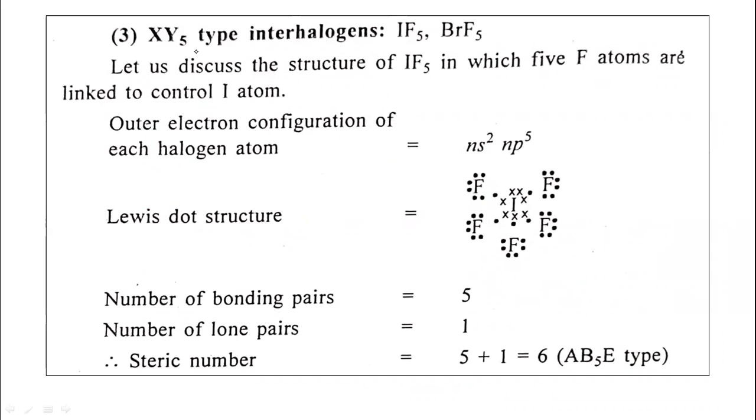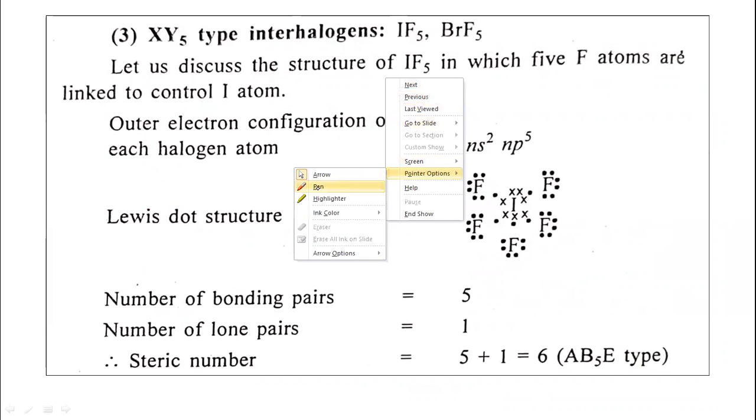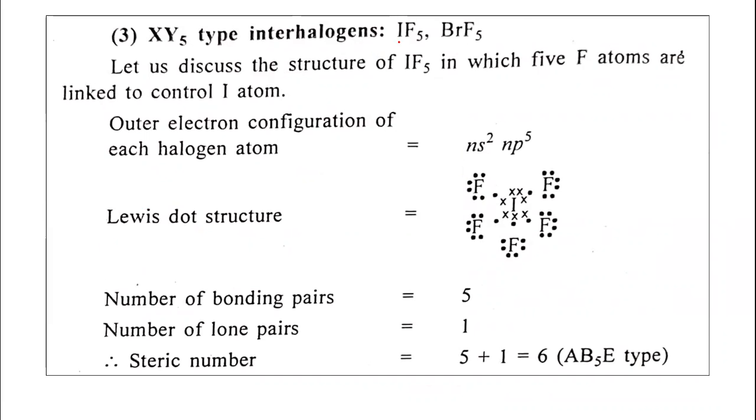Now the XY5 type interhalogen compounds. Examples are IF5 and BrF5. So let us consider the example of IF5. Iodine is the central atom and fluorine atoms are surrounded to it. We know the number of valence electrons for both. So let us draw the structure here.